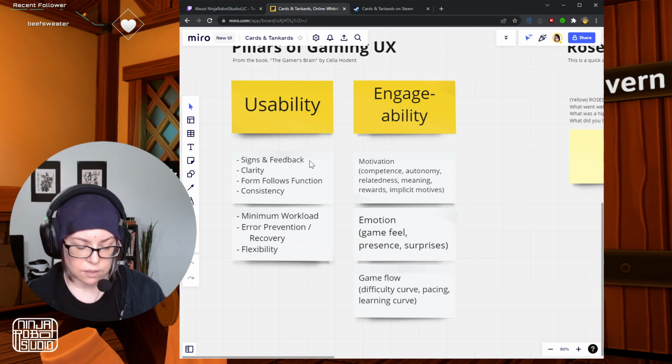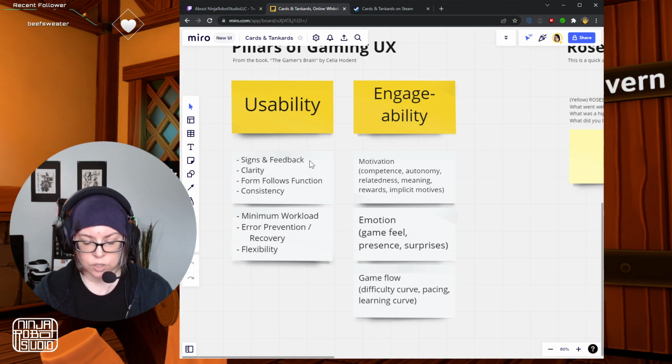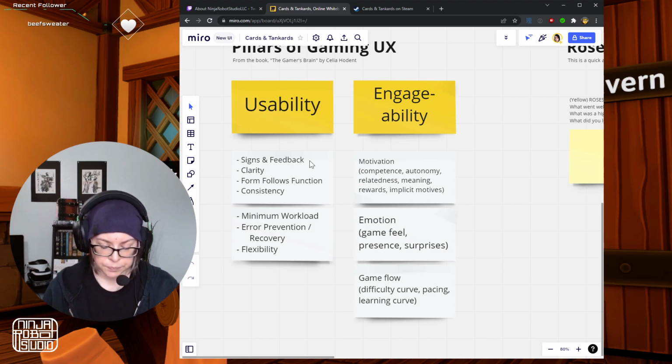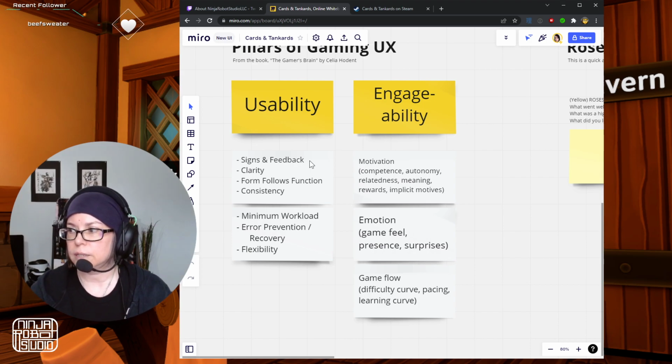For signs and feedback, that's all of the visual, audio, and haptic cues that inform about what's going on in the game or that encourage the players to execute specific actions. They also give a clear reaction to the player's actions to let you know whether or not you've done something successfully. All of the features and possible interactions in the game should have some kind of signs and feedback associated with them to help guide the player through the experience.